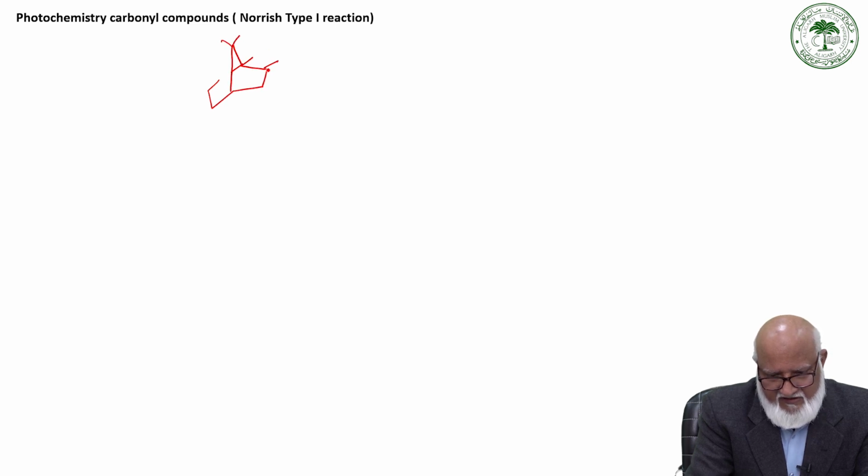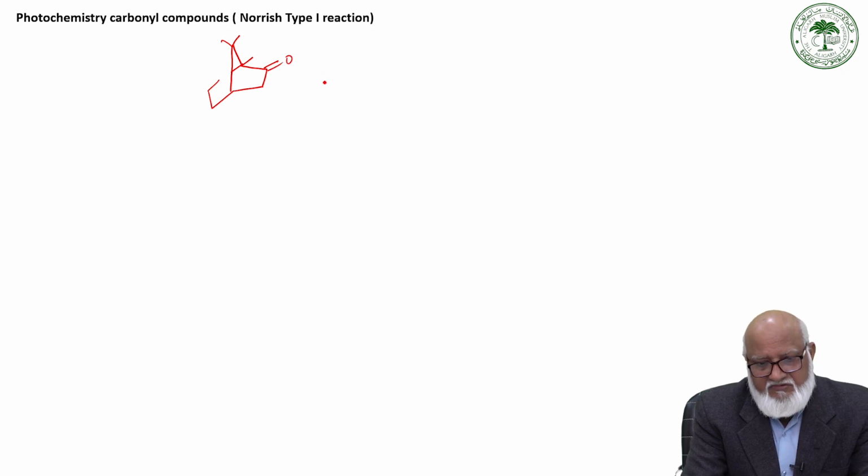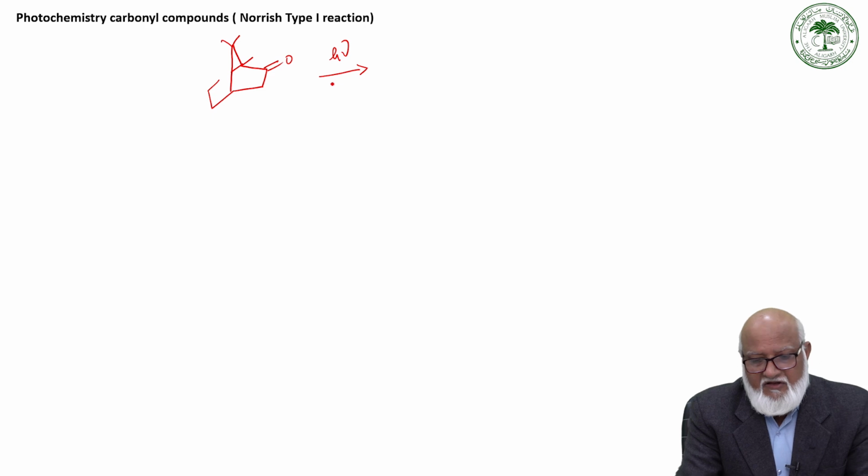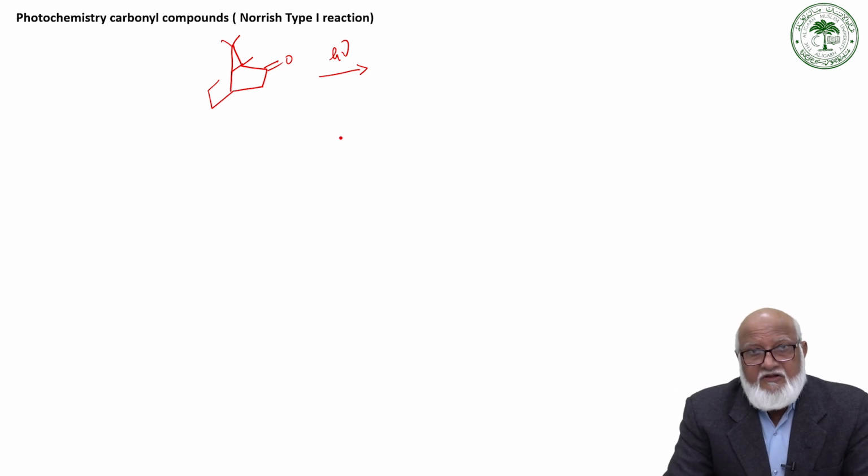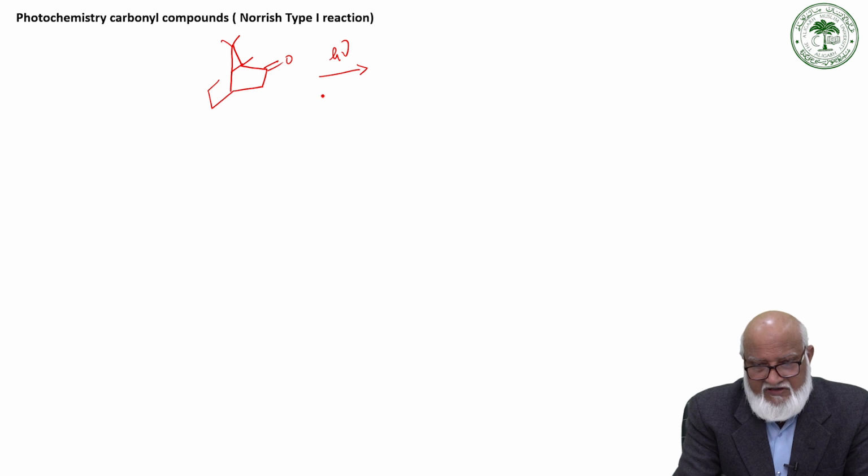this is a bicyclic ketone, and in the presence of light, we are looking for the most probable photoproduct of this ketone, h nu. This comes under alicyclic ketone. We know that the alicyclic ketone in the presence of light undergoes type 1 reaction, which involves alpha bond cleavage.